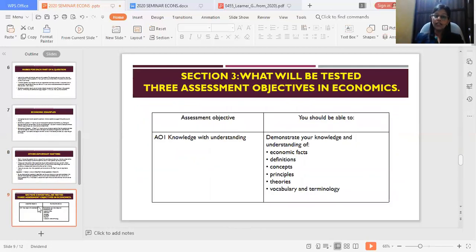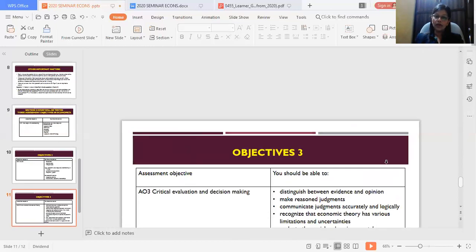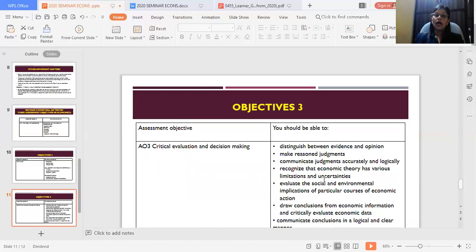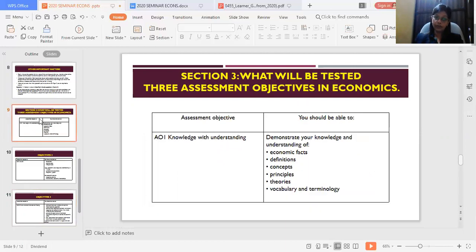And then section 3, we are going to look at what will be tested, the 3 assessment objectives in economics. The knowledge with understanding, all right, analysis, and also your critical evaluation and decision making. These are the 3 objectives that we are going to look at. Knowledge with understanding means demonstrate your knowledge in economic fact, definition, concept, principle, theories, and also your vocabulary and terminology.